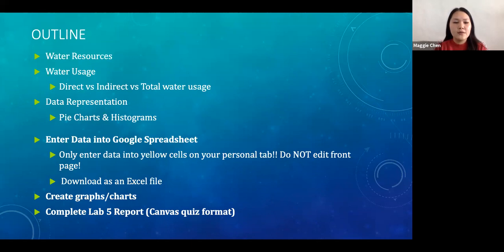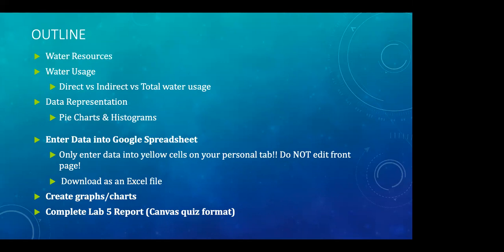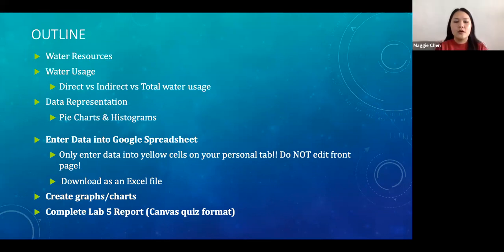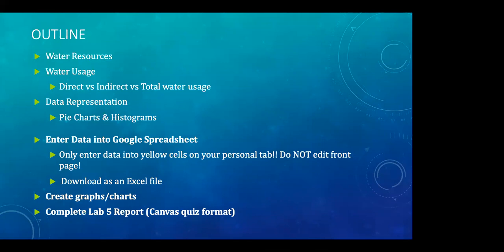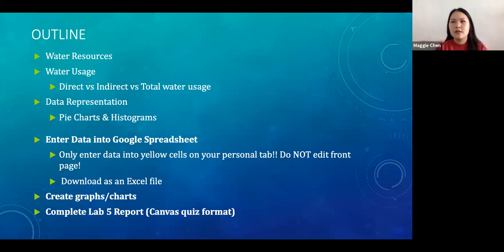And then moving on to using the data that you've been collecting for this past week, we're entering data into a Google spreadsheet. I'll go over more specifically how you can do that later, but you're really only going to touch the yellow cells on your own personal tab with your name on it. The front page has all the formulas that link to your own personal page, but we really shouldn't mess with the front page or else it's going to mess with everyone else's tabs.